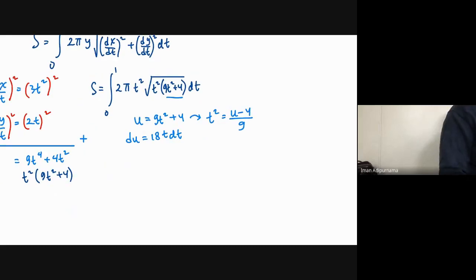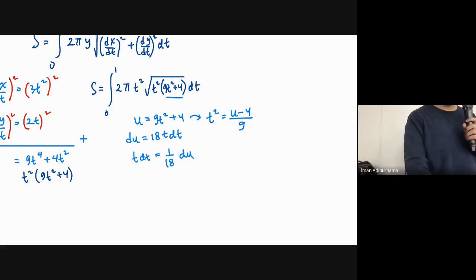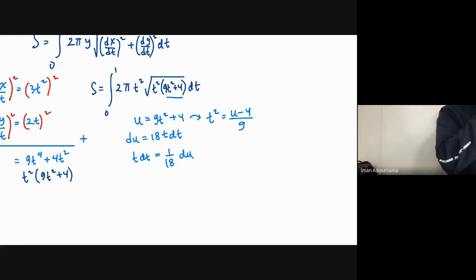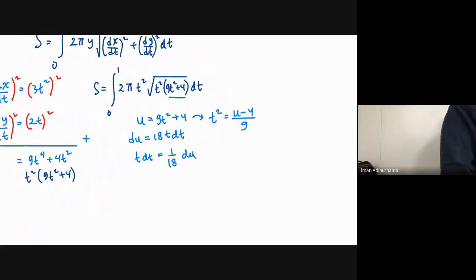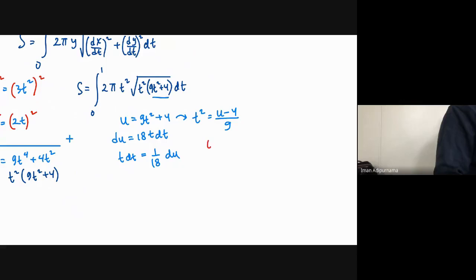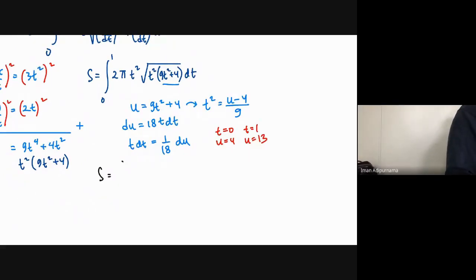Forgot here, tdt. And tdt is 1 over 18 du. Okay. So based on all these informations, we can set up when t is 0, u is 4, and when t is 1, u is 9 plus 4 is 13, right? And we can set up a new endpoint from 4 to 13.